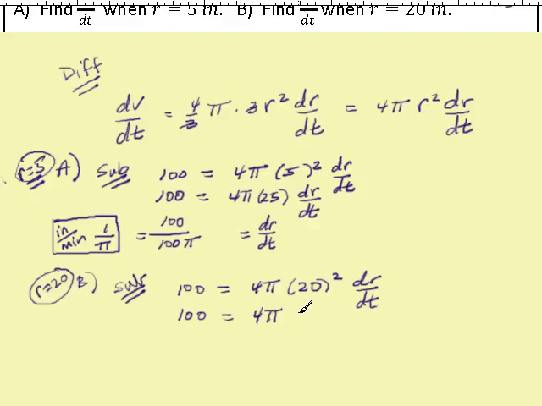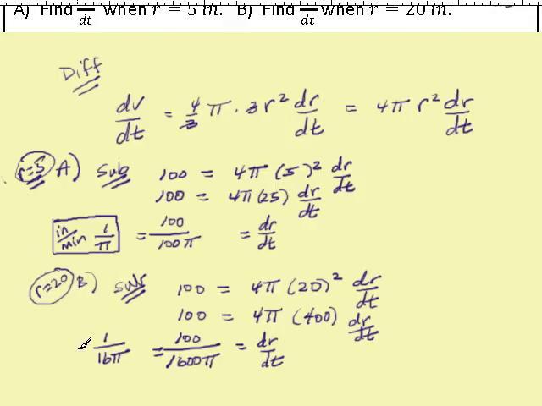So there we have 4π times 400 dr/dt. All right, so that is 1600π dr/dt. So we're going to just divide both sides by 1600π, and that will be dr/dt. Just simplify that, and we have 1 over 16π, and again the units would be inches per minute.